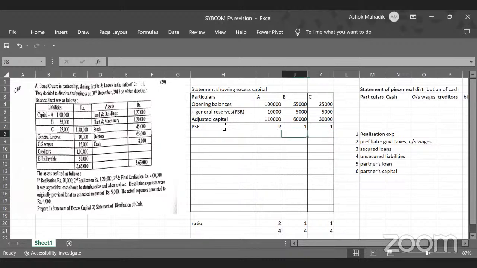Clear? Now find out how much capital they have brought per unit of capital. Now write capital per unit of PSR. Clear? So what you do? You divide adjusted capital by PSR. Okay? So it will be 1,10,000 divided by 2. So I'll do it. 1,10,000 divided by 2. Clear? Do it for the remaining two partners.